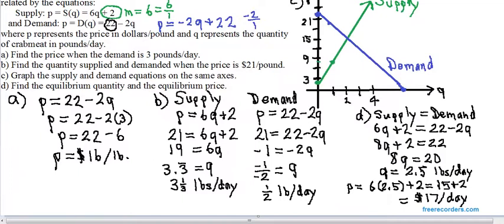So what this tells us is if you set the price of the crab meat at $17, I wrote per day, that should be per pound. If you set the price of the crab meat at $17 per pound, your supply and demand will be exactly equal, and that would be a supply and demand of 2.5 pounds per day.